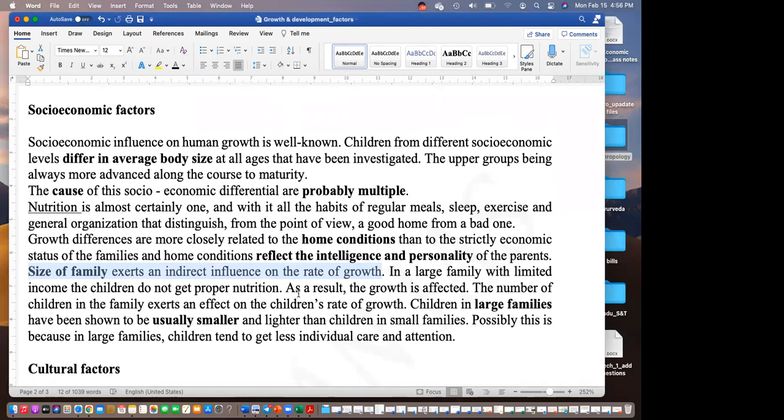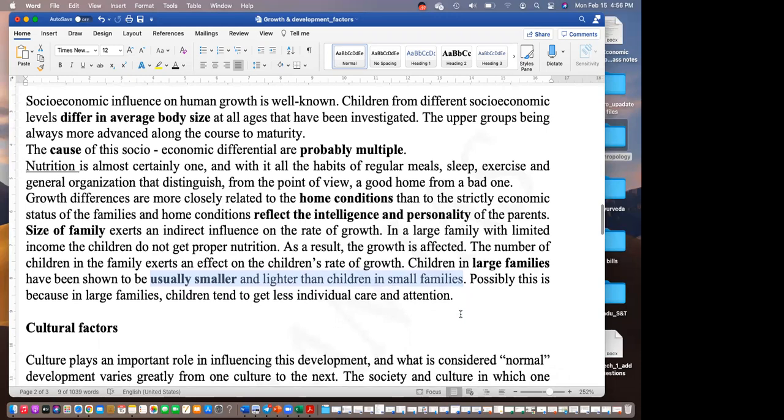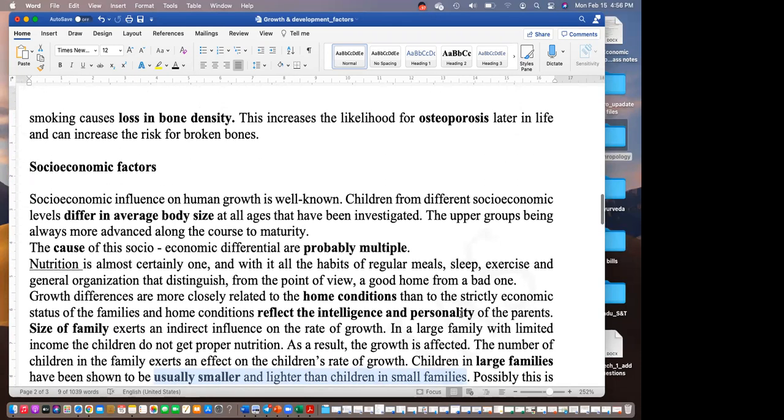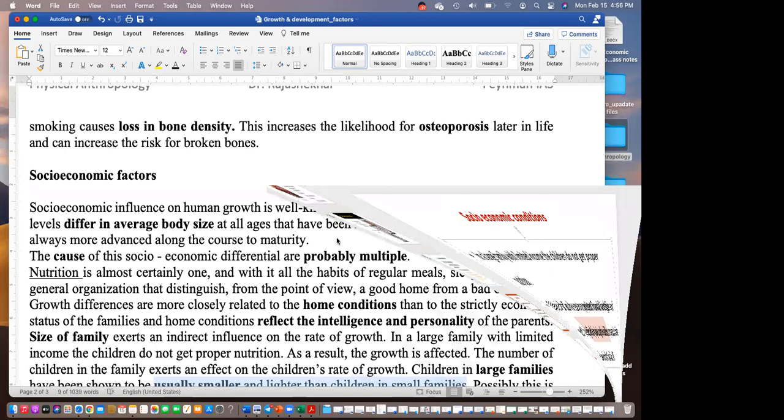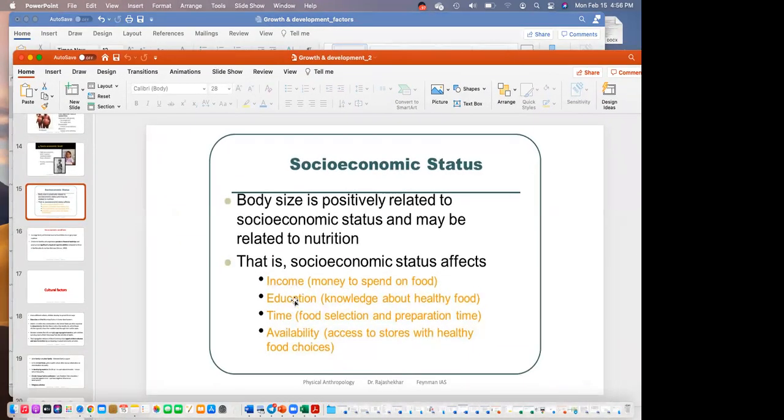Okay, so the number of children, it's already talked about. Children in larger families have been shown to be usually smaller and lighter than children in small families. So these components you can write as part of the socioeconomic influence, and also you can add those components I mentioned to you, like with respect to time and education. Just a few points like this and a couple of observations.